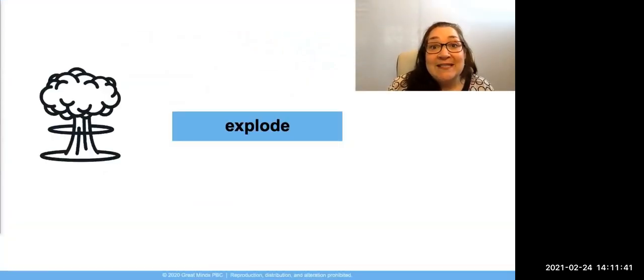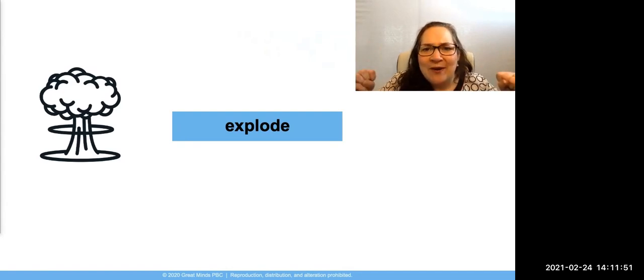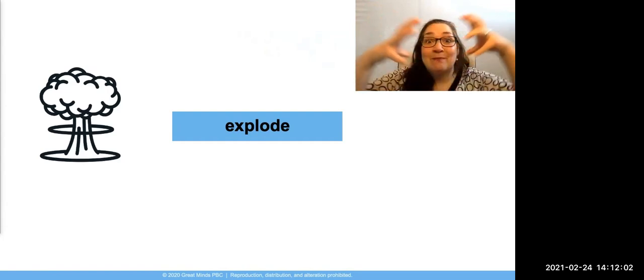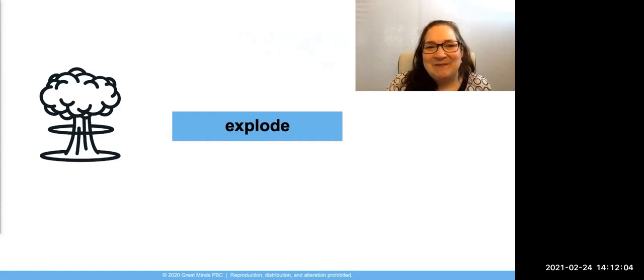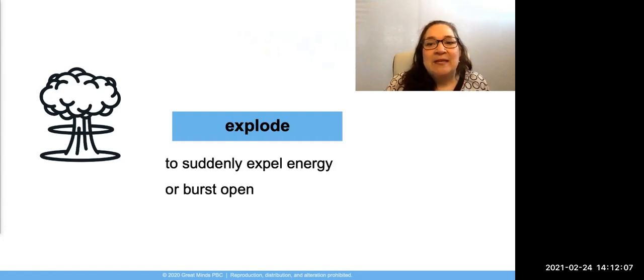Our first word is explode. Let's say explode. Explode. By looking at the icon, I can see where something exploded and there's a big amount of smoke in the air. If you like, with your hands, you can do a motion, explode, like that. Fantastic. Let's read the definition. The definition of explode is to suddenly expel energy or burst open.